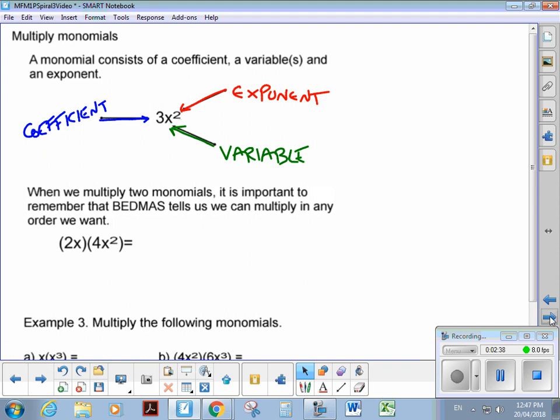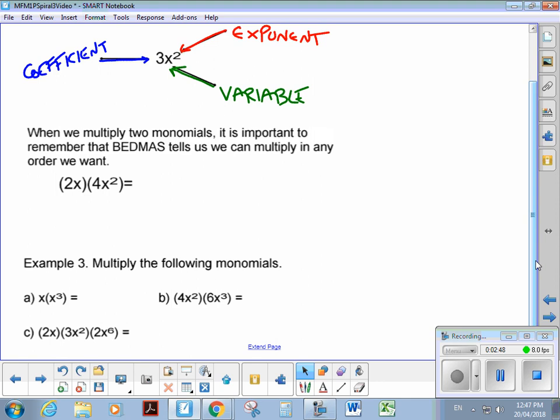All right? So in the next part, when we want to multiply 2 monomials, it's important to remember BEDMAS tells us we can multiply in any order. Quite simply put, I'm going to do this out in long first. I have 2x times 4x squared.